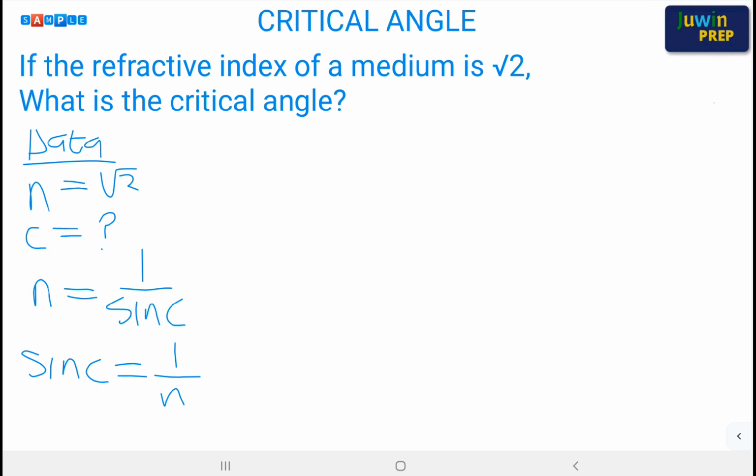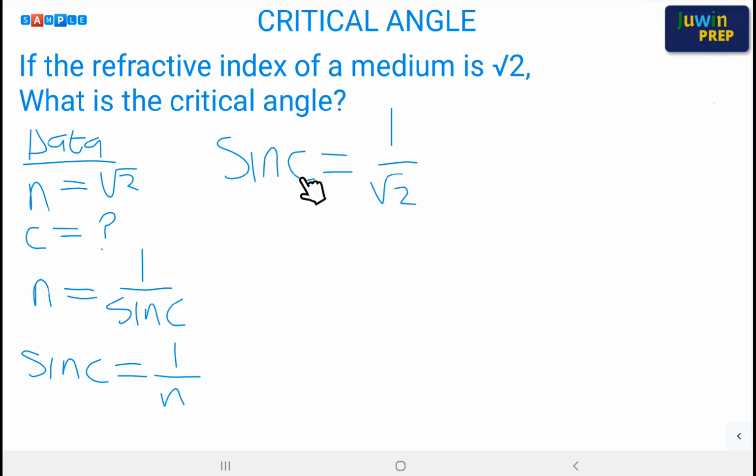The next thing would be to plug in our data, which is sine c equals 1 over, recall n is now our denominator and n is root 2, so plug in root 2.